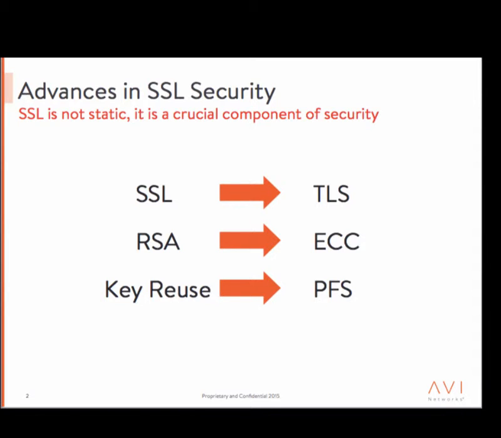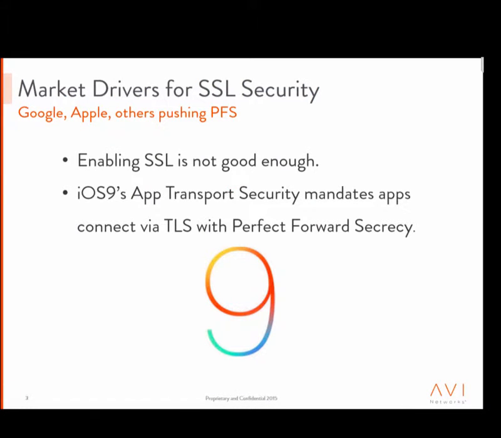So what's happened lately is that with the latest version of iOS 9 that came out, Apple has officially declared that SSL is not good enough. You need to really update your SSL settings and be able to support modern security. And this is something that Google and a few others have been pushing for quite some time with limited success, but Apple has taken this a significant step further in what they're mandating.